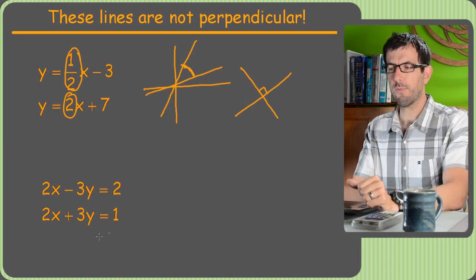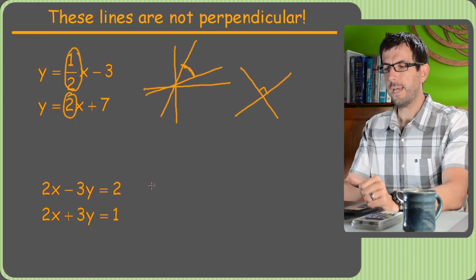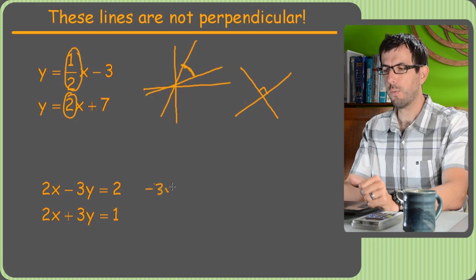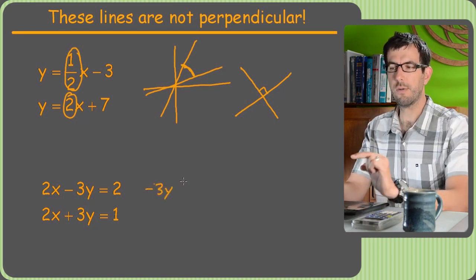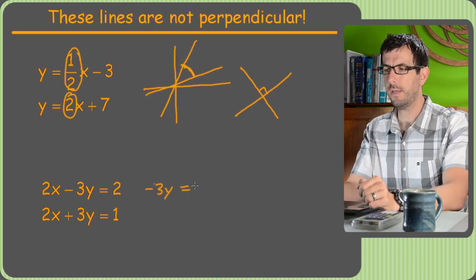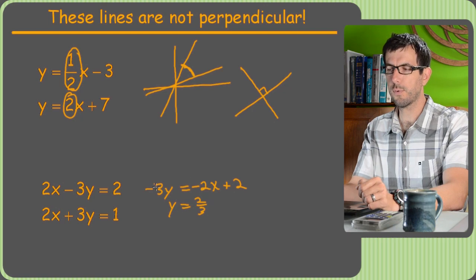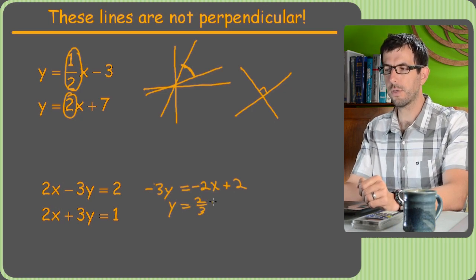Similar thing happens on this one. If we rearrange it, we've got to subtract 2x from both sides, so we'll get -3y. Because remember, the standard form that these lines are in is totally meaningless. We've got to rearrange it to have y by itself. So -2x plus 2 for the top one. So divide everything by -3, and we'll get y equals 2/3, because the -2 and -3, the signs cancel, and we get 2/3 x minus 2/3.